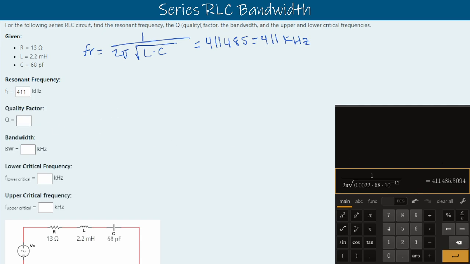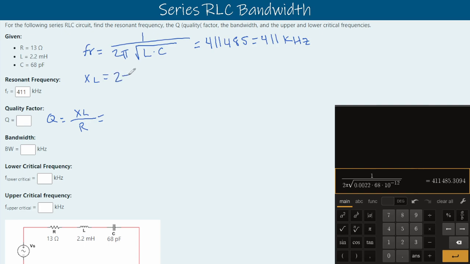Our quality factor depends on our XL value, and now that we found out our frequency, we can calculate out our XL. I'm going to keep accuracy if we can here. So our XL is what we want because our Q factor is equal to XL divided by our resistor value. Right, so we need to figure out what our XL is. We already have our resistor value. It's 13 ohms down there, so we'll figure out our XL here.